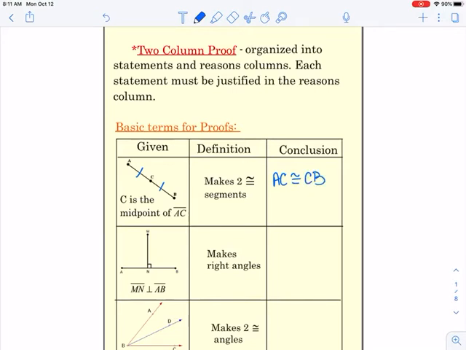For the second one, we have perpendicular lines. And again, how do I know that I have perpendicular lines? I have that box in the corner, and that's the symbol for perpendicular. So MN is perpendicular to AB. And the thing that's special about perpendicular lines is that they make right angles. So your conclusion is that angle MNA and angle MNB are right angles.